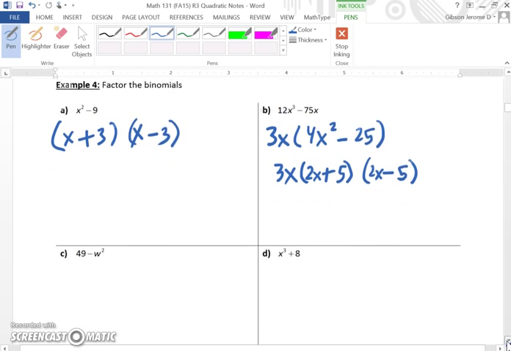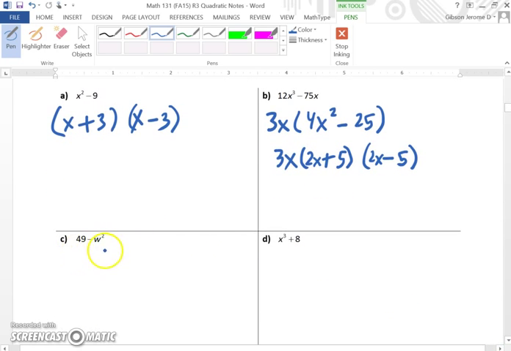Okay, now, we scroll up a little bit. We go here to C. 49 minus w squared. Even though it's technically out of order, this is still the difference of two squares. So you'll do your parentheses, plus in one, minus in the other. You can put the minus first or the plus second, it doesn't matter. So now, square root of 49 is 7. Square root of w squared is w. So this is your final answer.